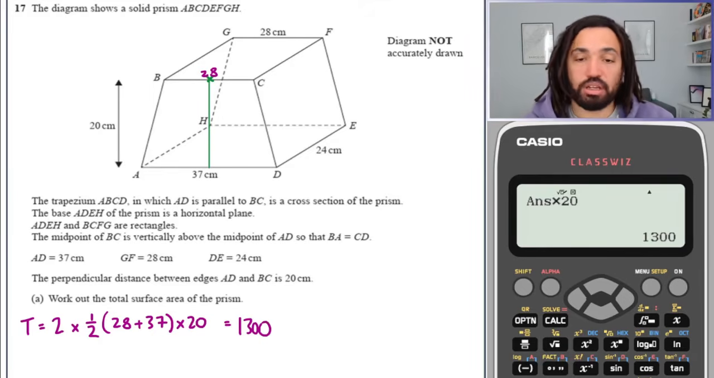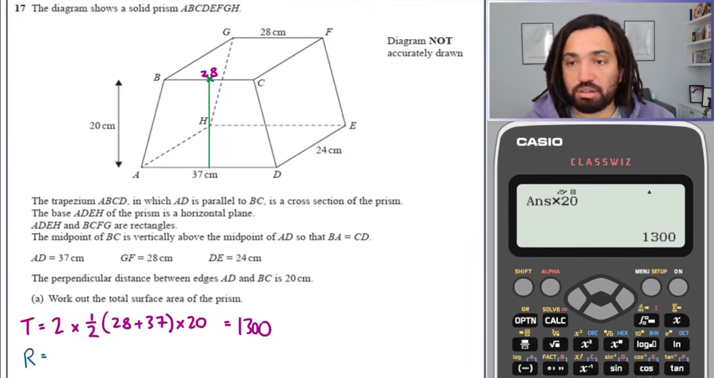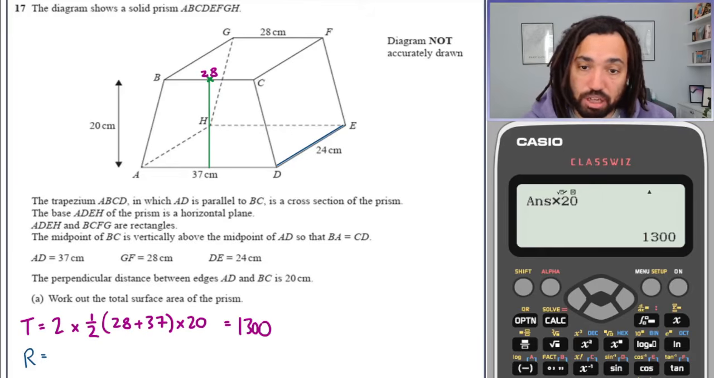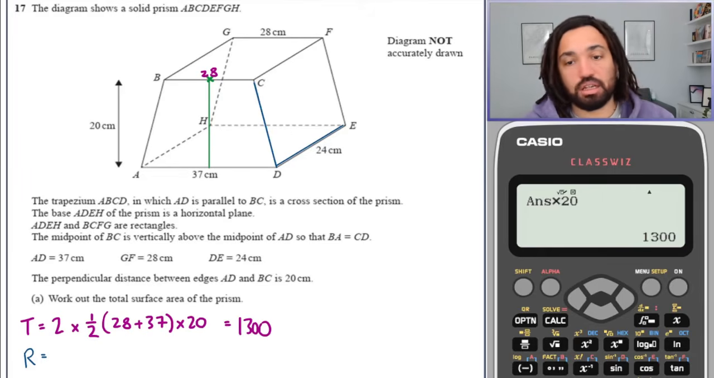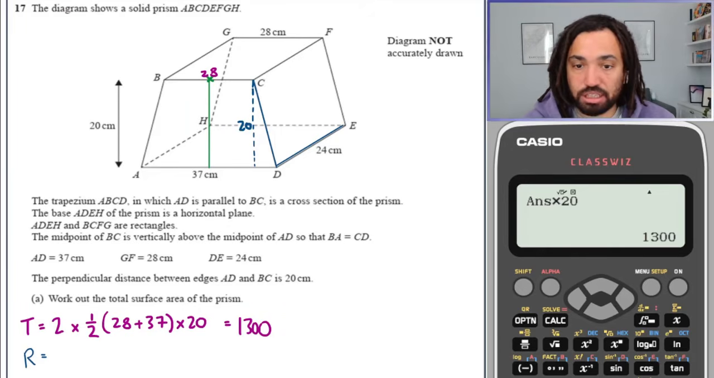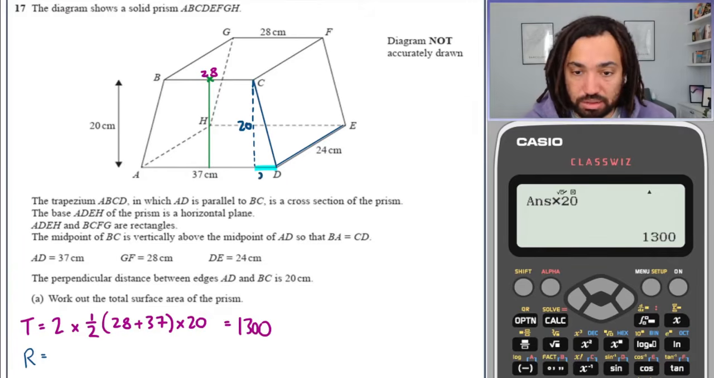Okay, great. Now we need the rectangles, of which there are 4. So there is this one multiplied by this, which we don't know that diagonal length yet. So what we need to do is draw a dotted line down here, and that dotted line is just the height of the trapezium. So that dotted line is 20, and then this distance in here, let's highlight it blue. How are we going to find that distance? Let's call it x.